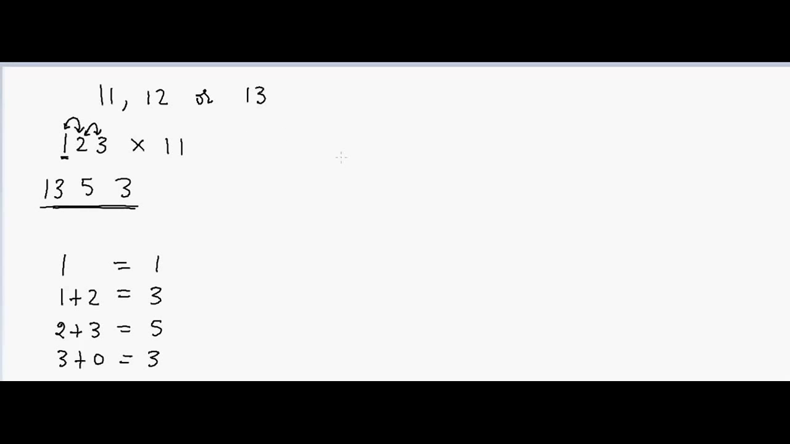Again, how will I do the same for 12? If I have 1 2 3 and I want to multiply by 12, here what I'll do is first take the first digit. The first digit we have is 1, so I'll just write a 1 here. Then, to calculate the second digit of our answer, we'll take the first digit, multiply by 2 and then add the next digit, 2, into it. So that will give me 2 into 1 is 2, plus 2, 4.